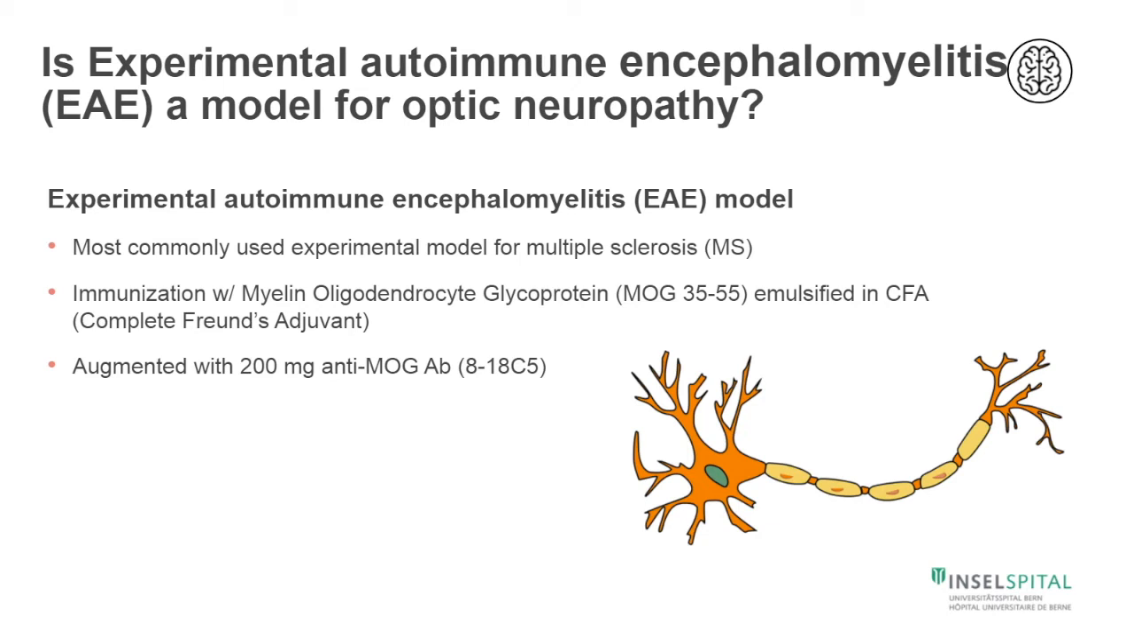So EAE, the most common experimental model for MS, is induced by the immunization with myelin oligodendrocyte glycoprotein, which is emulsified with complete Freund's adjuvant. We are using an augmented version of the model where we additionally inject an anti-MOG antibody.